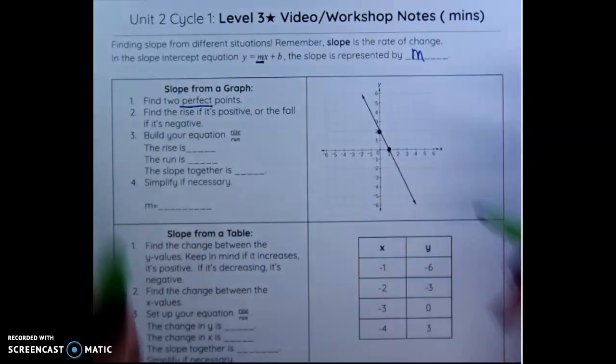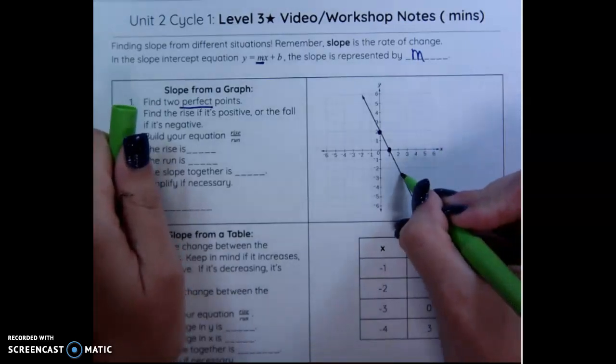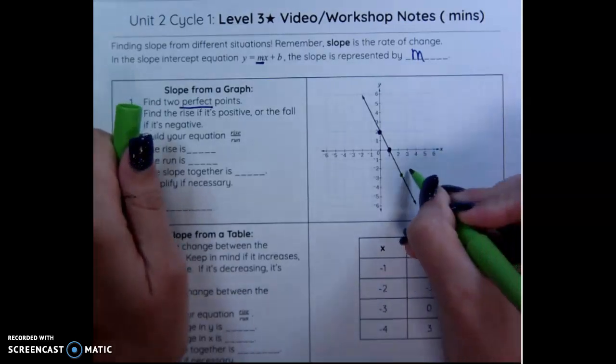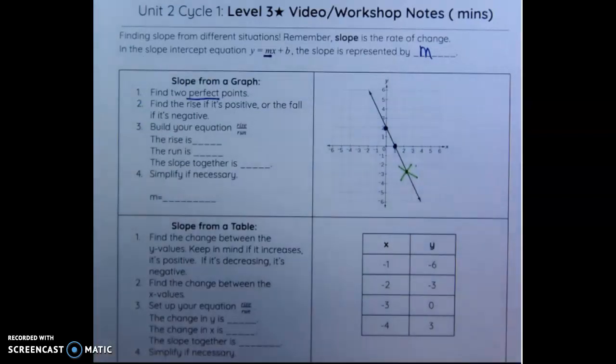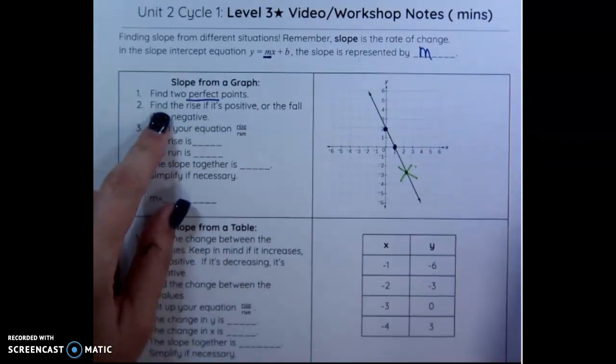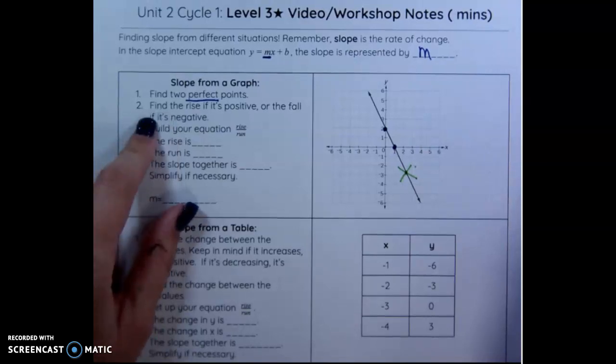Okay, I'm going to show you one that's not perfect. If I'm like, oh, I'm going to come right here. No. That is not a good point. It's not on a cross. Okay, find the rise if it's positive or the fall if it's negative.